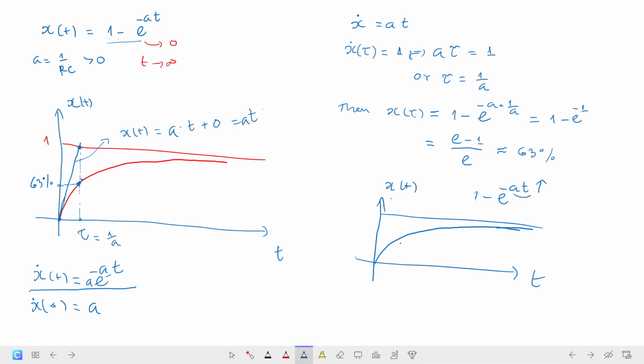Okay, so if a increases, it looks more like this. Yeah, if a is even bigger, then it's like this. So this is the direction of A increasing. Okay. Can you see that?